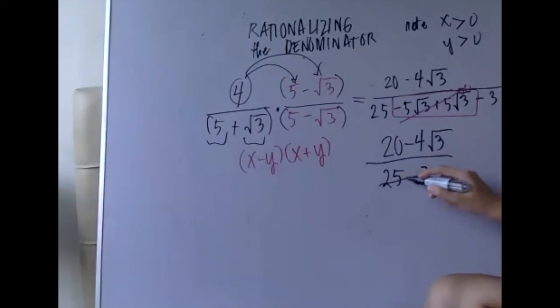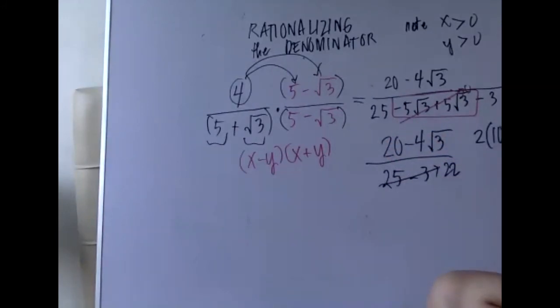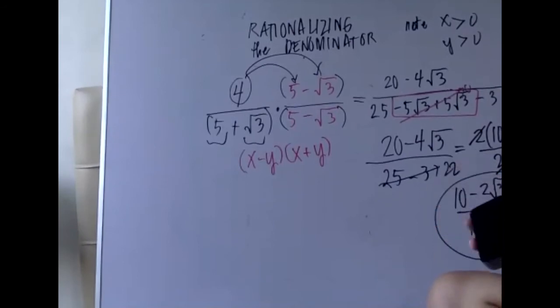Itong nasa baba, this is equal to 25 minus 3, that's equal to 22. 22, 20, and 4, lahat divisible by 2. If hindi nyo nakikita, ilabas nyo muna yung 2 dito sa taas. You will have 2 times 10 minus 2 square root of 3. Finactor out ko lang yung 2 over 22. Cancel, cancel. Ito magiging 11. 10 minus 2 square root of 3 over 11. Okay? Nakuha naman to siguro, no?